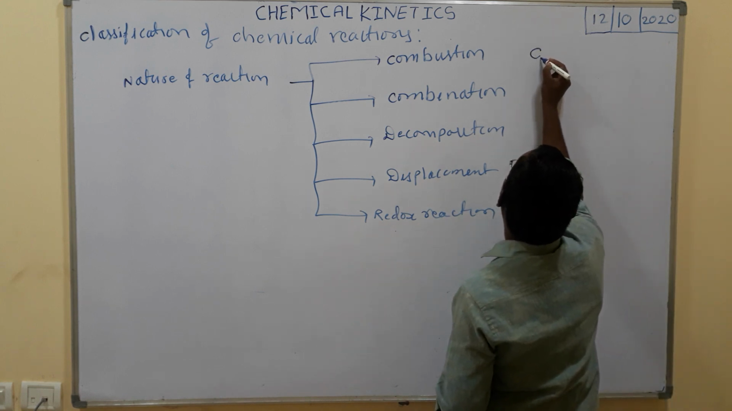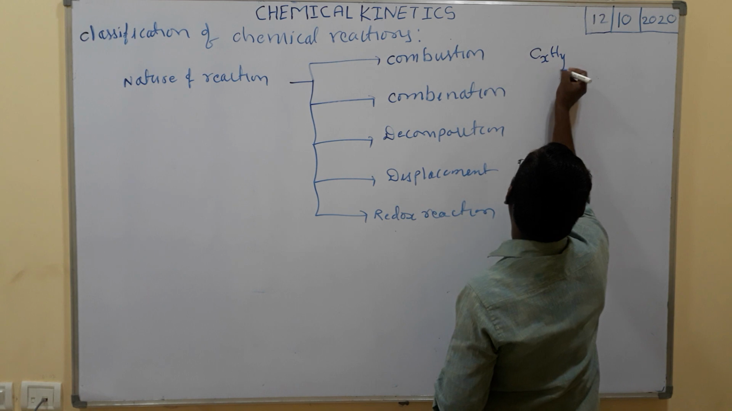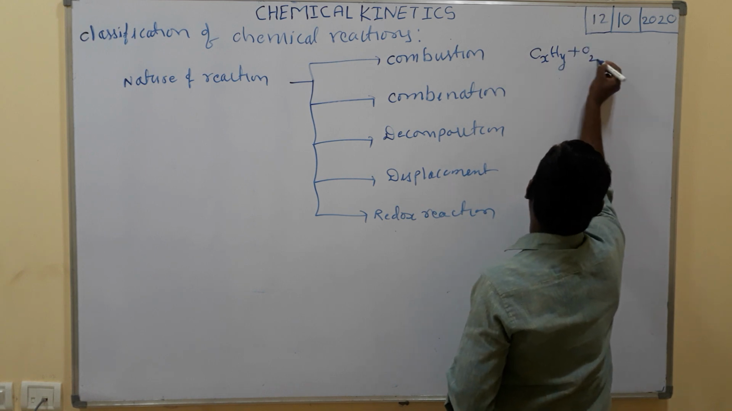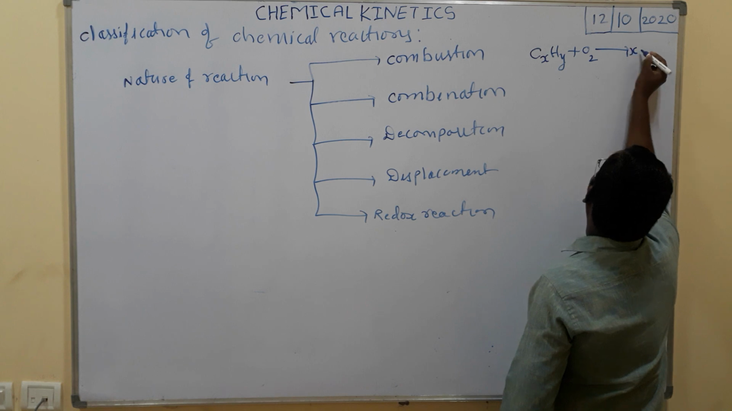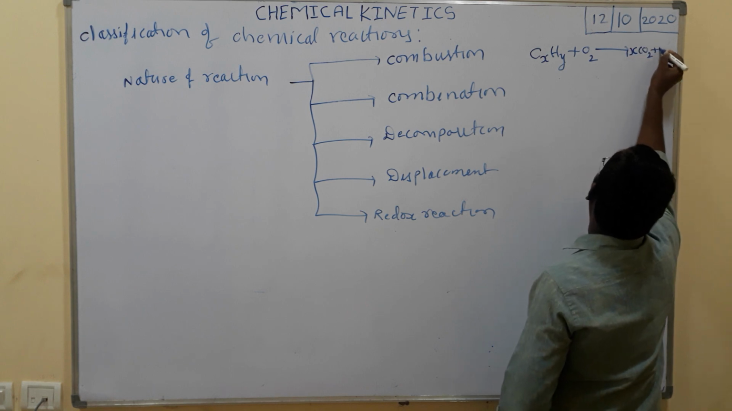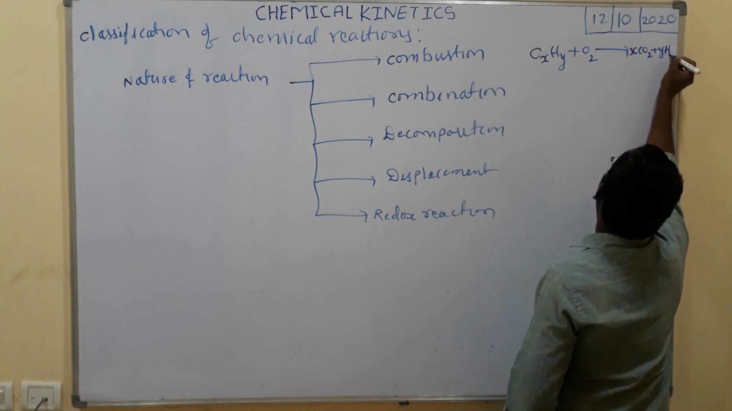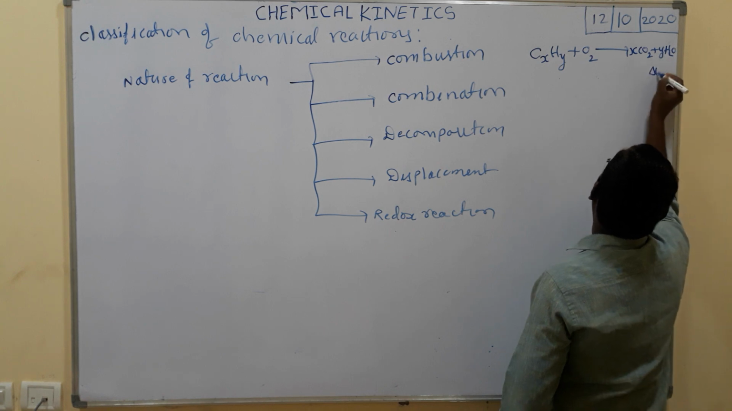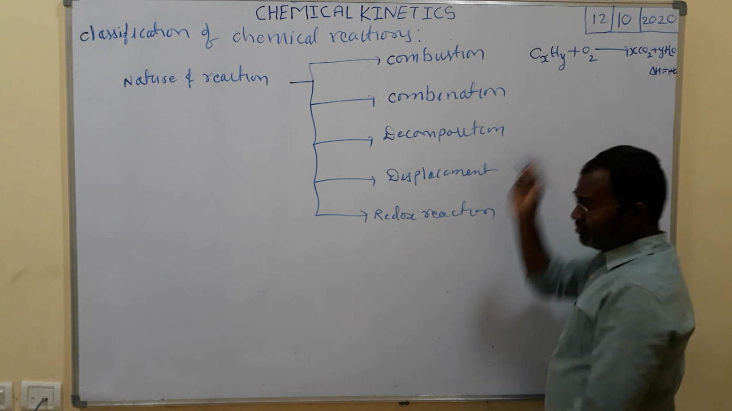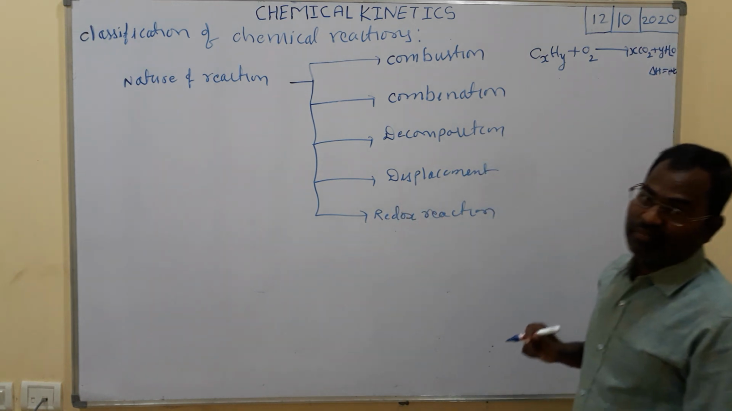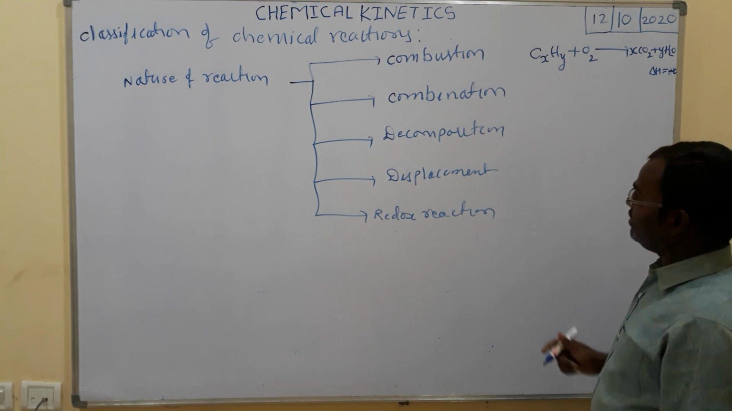So it is simply CxHy combining with oxygen. Then we get x moles of carbon dioxide plus y moles of water, plus we get energy. The enthalpy change is negative only. So this is our best example for the combustion reaction.